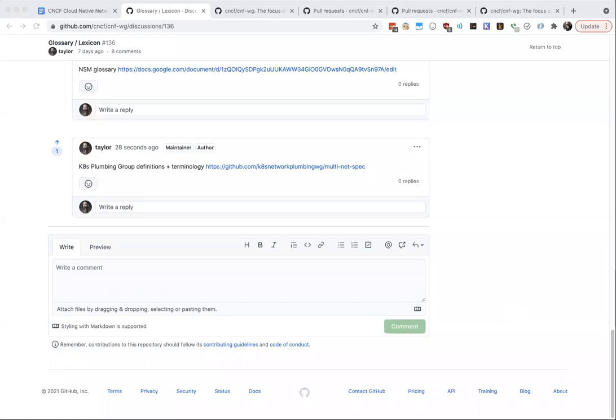Right, I'll just point out that there can be many control planes and many data planes. It's a control plane, not necessarily the control plane. Exactly, my data plane is someone else's control plane.